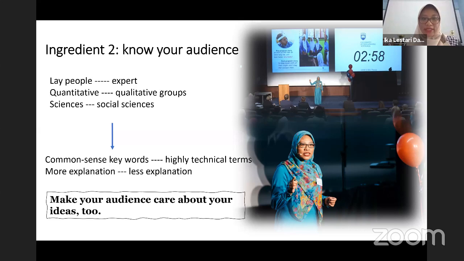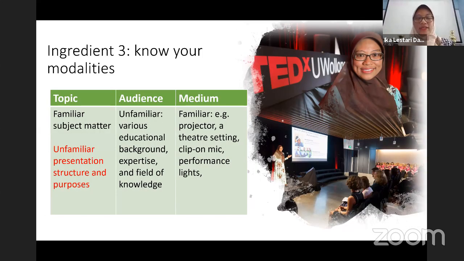Let's see the next ingredient. The third ingredient is to know your modalities, to know your potential, to know your environment of your presentation. Here, when I did the TED Talk in Wollongong, in terms of the topic, they asked me to present my project, so I'm familiar with the subject matter. But again, I was not familiar with the presentation structure and purposes of presentation at the time.